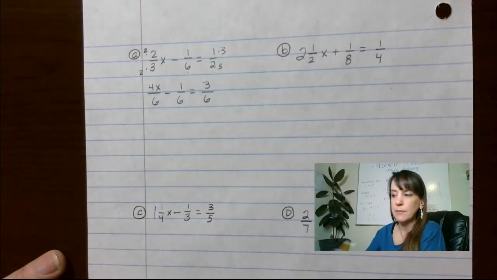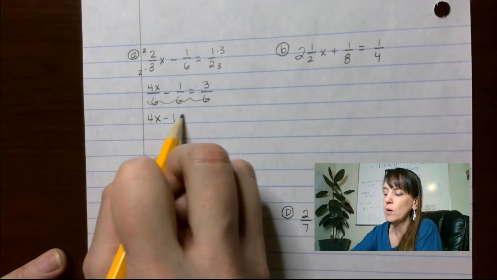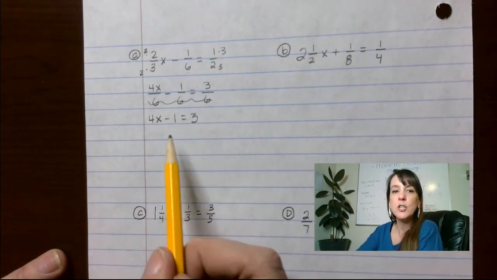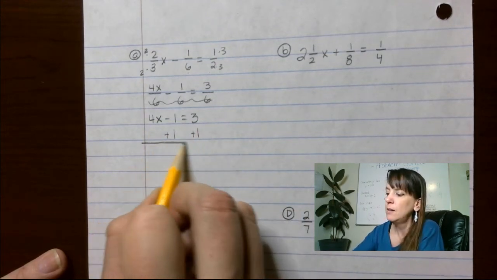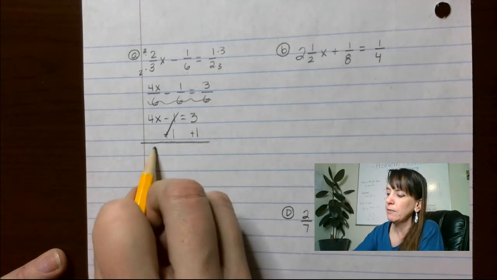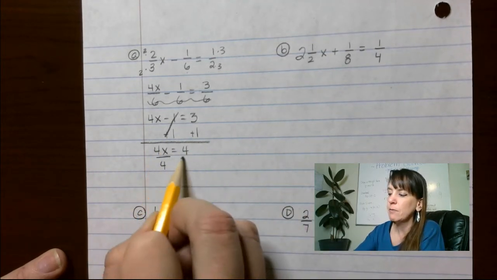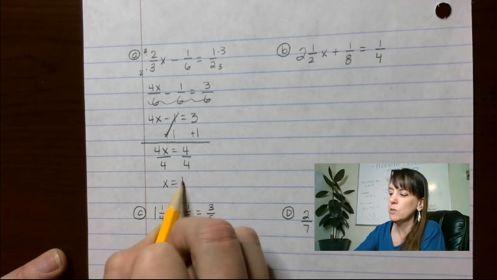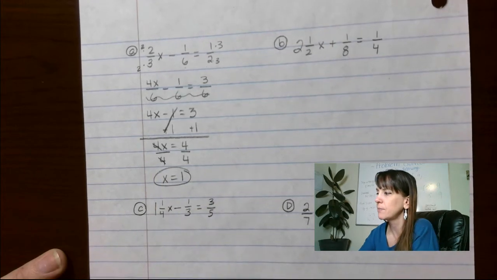Now all my chunks have the same common denominator, so 4x minus 1 equals 3. I want to get the chunk with the variable by itself, so I'm going to add 1 to both sides. These guys cancel out. I get 4x equals 4. Divide both sides by 4, and I get x equals 1. These guys canceled out. I forgot to write that down.